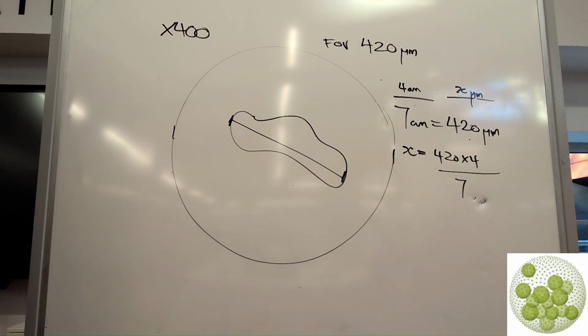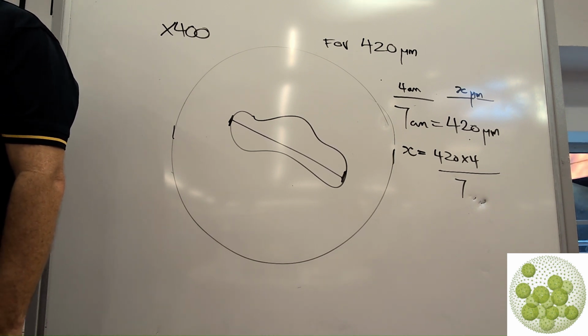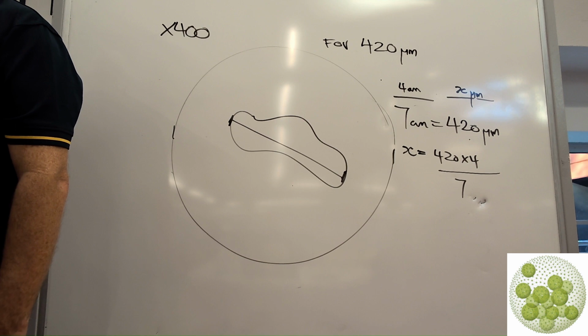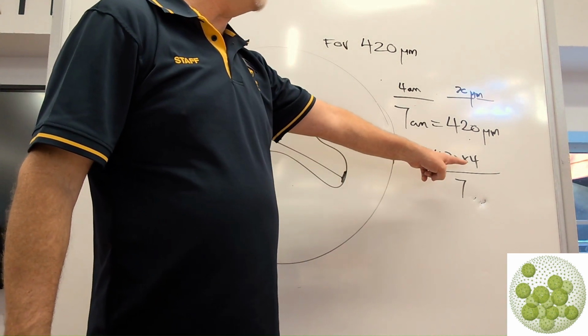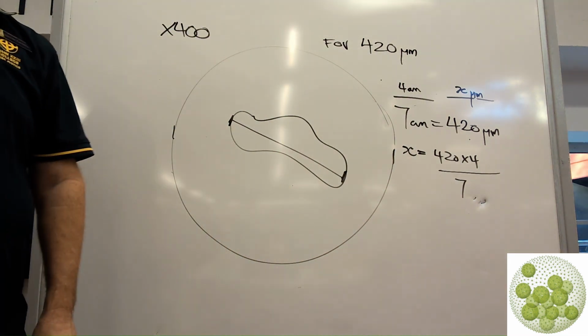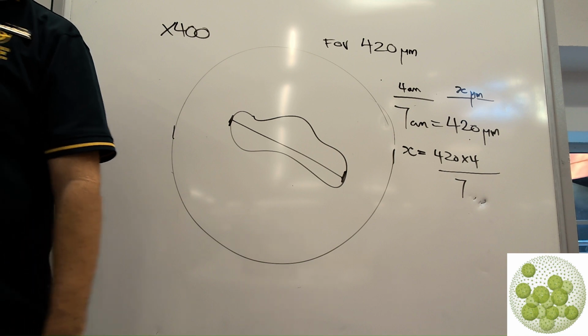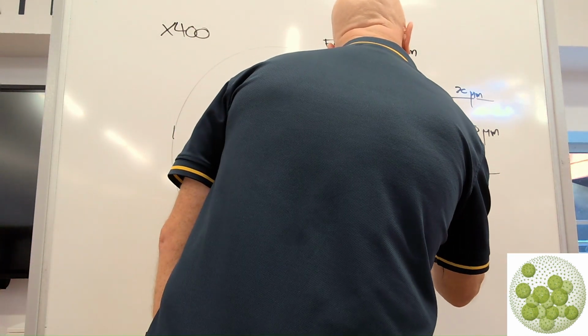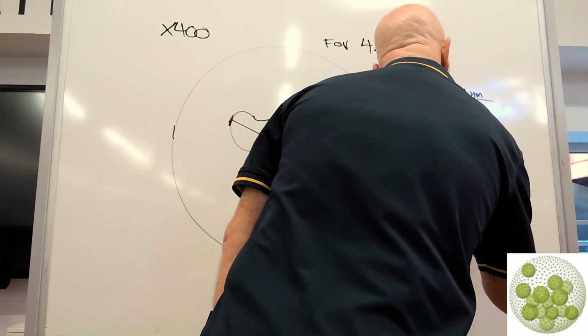And the answer to that is? What's 420 times 4? It's 1680. And 1680 divided by 7 is 240. So X, the length of the cell, is 240 micrometers.